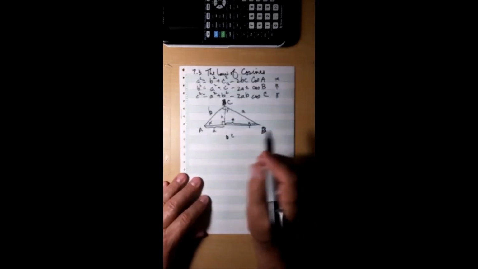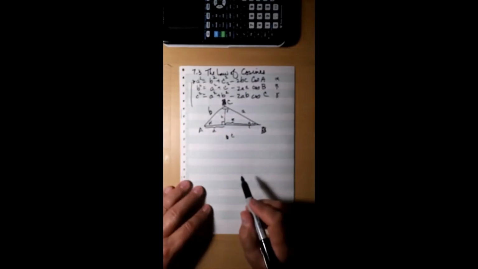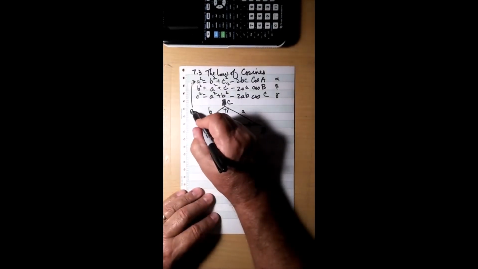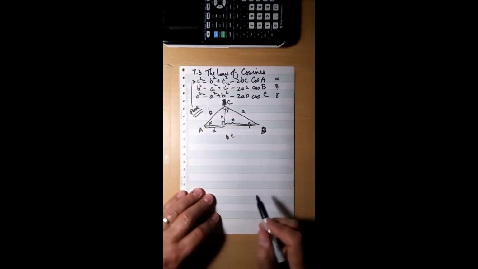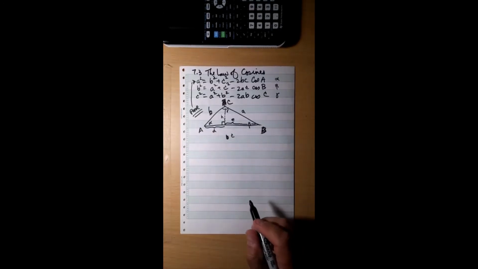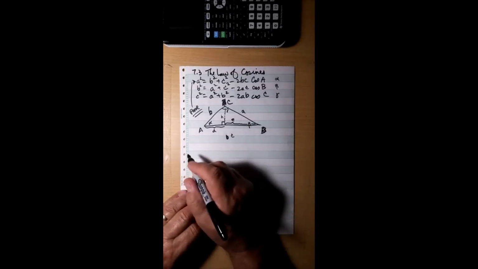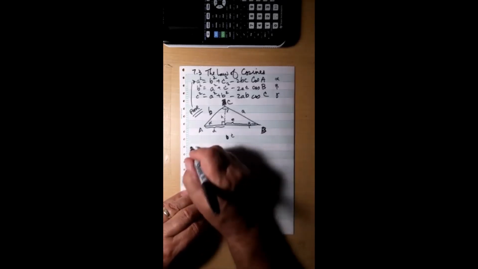So, first of all, we're going to prove this first one, and all you have to do then is just really change the letters to get the other two. It doesn't matter which angle or side you choose, you can set it up any of those three ways. We're just choosing the first one to prove.